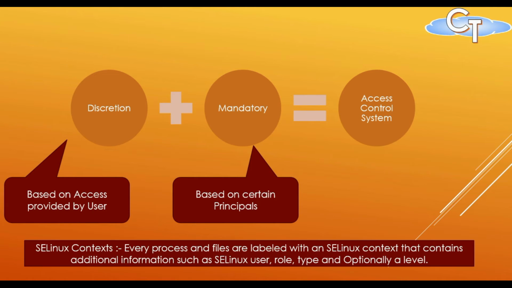SELinux does this by adding additional information on each process, file, and folder. This additional information includes the SELinux user, role, type, and optionally the security level. This is known as the SELinux context. So, on the basis of this SELinux context, all the decisions of allowing or blocking access are made by SELinux.